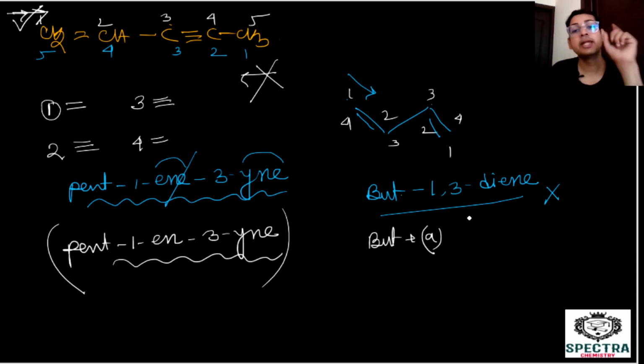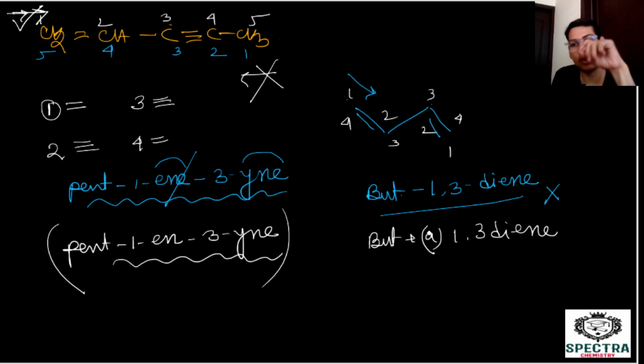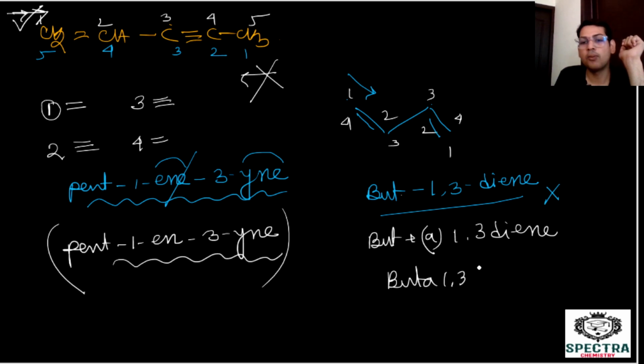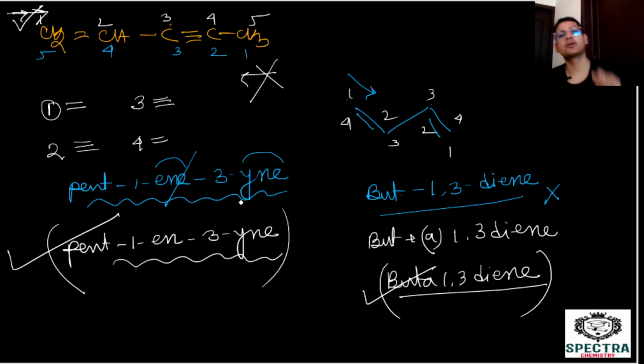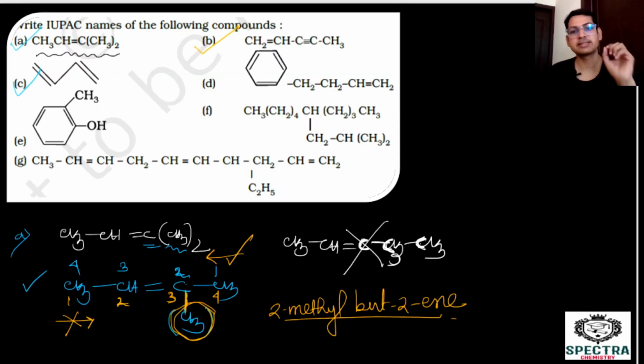So when you are having more than one double bond, multiple double bonds. So but-1,3-diene? No, it should be but plus a, 1,3-diene. That means ultimately it should be buta-1,3-diene, and that will be your answer. I hope you got it, right? These small tricks you have to know. You have to be very careful with this type of questions.